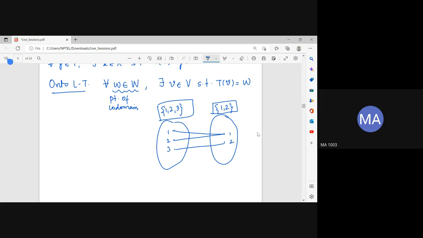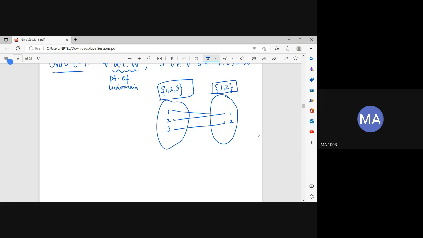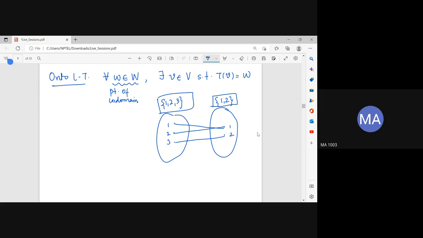Is this map 1-to-1? No. Is this onto? Yes. Is this 1-to-1? No. This is not even a function. So can you see that if there are more elements in the domain, the function cannot be 1-to-1?